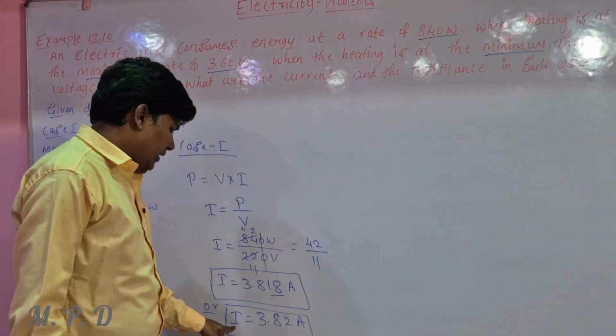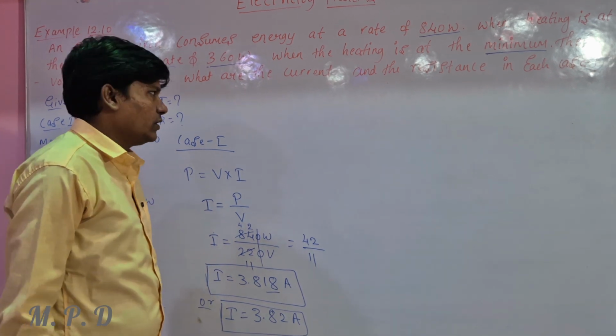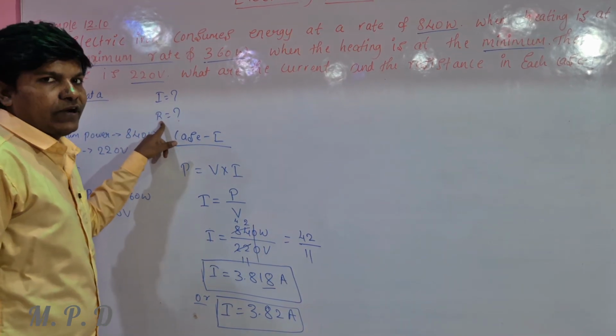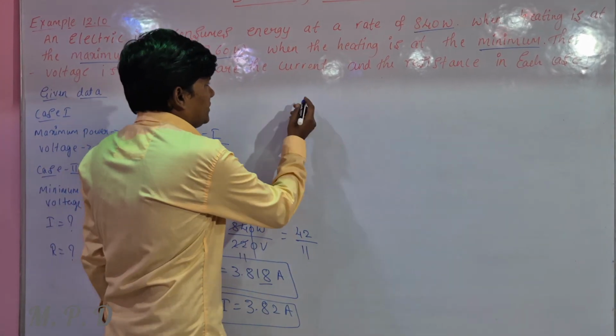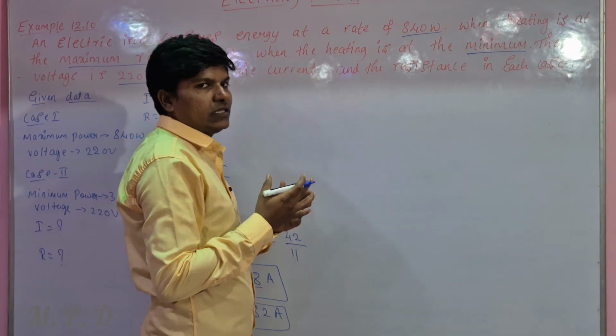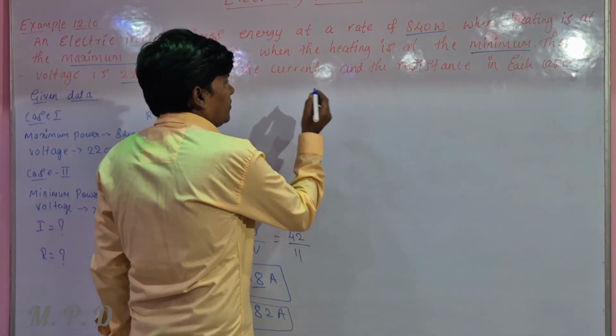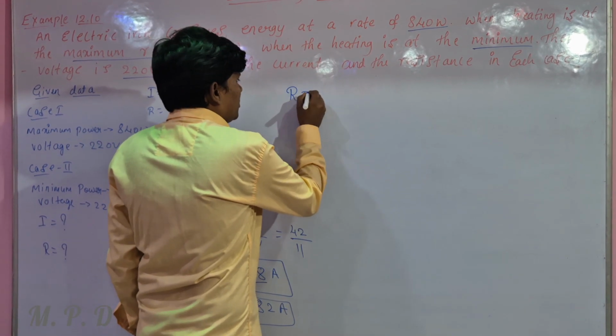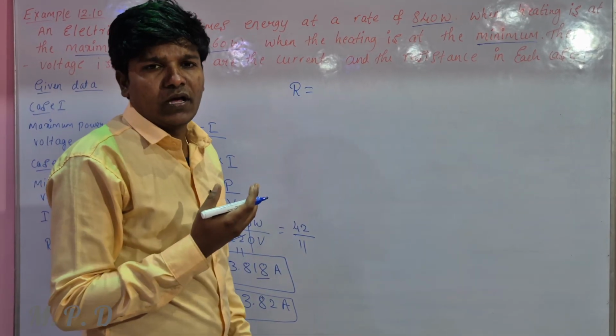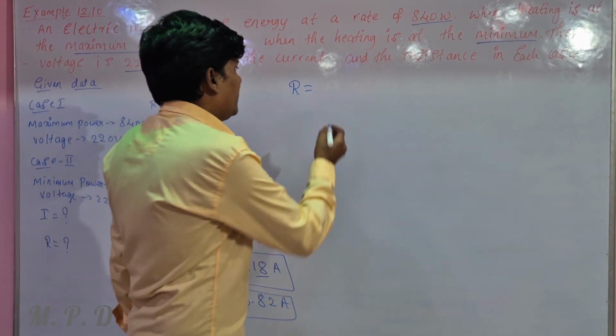Case 2, madam, the 3.82 ampere. Now we find out the R. R is nothing but resistance. What is the resistance in each case? In the first case we have to take it as the resistance. So R is equal to V by I, we know the formula.